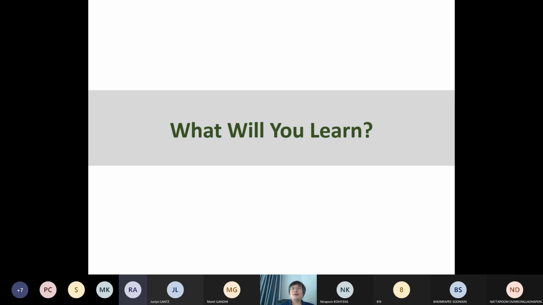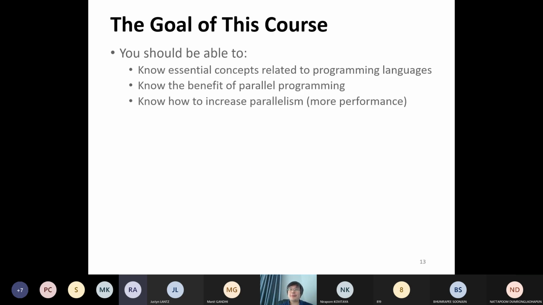All right. So what will you learn? The goal of the course is you should be able to know, again, the essential concepts behind programming languages, parallel programming, and how to increase performance, right? That's it for the administrative stuff. We'll actually start to dive into the content of this class. Any questions so far?